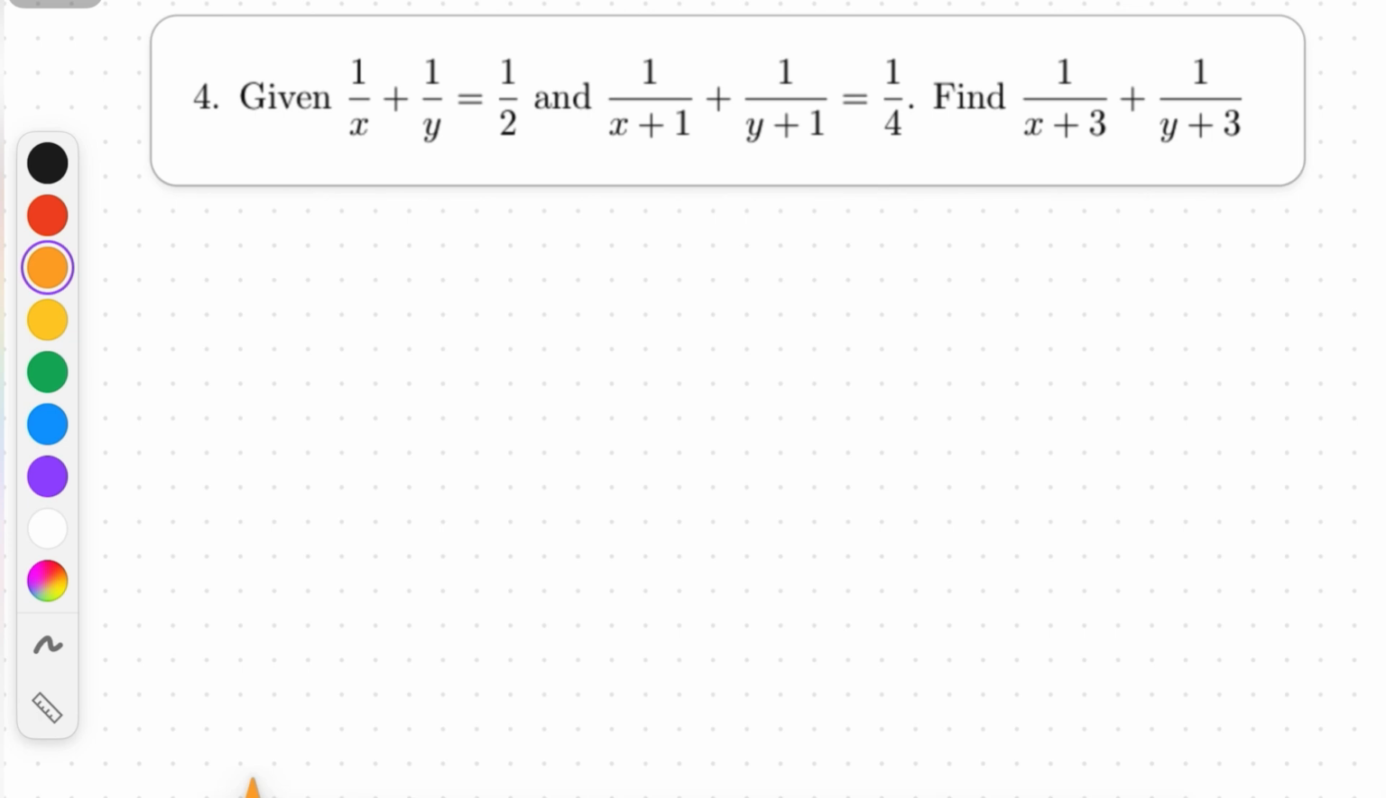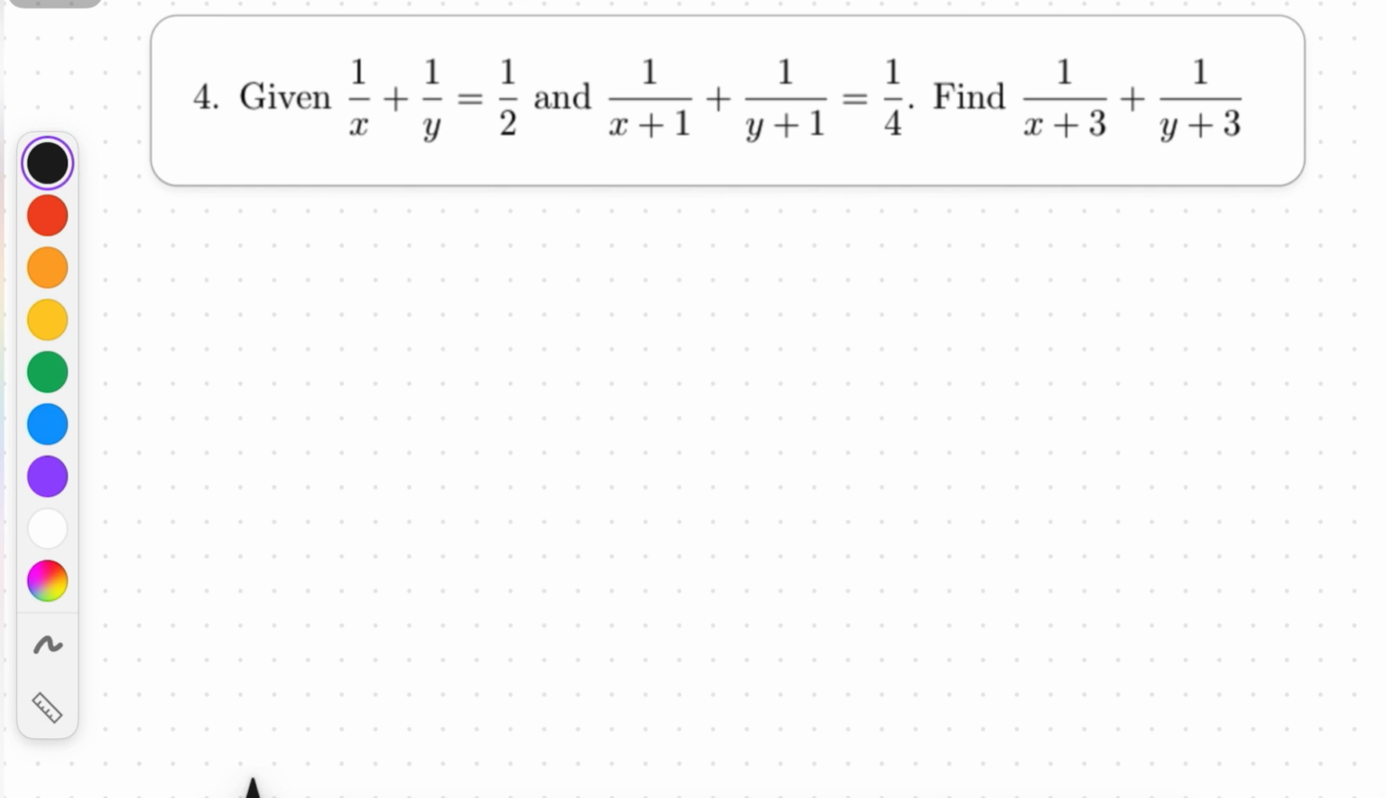Moving on to question number 4, we are given 1 over x plus 1 over y equals 1/2, and 1 over x plus 1 plus 1 over y plus 1 equals 1/4. Find 1 over x plus 3 plus 1 over y plus 3.